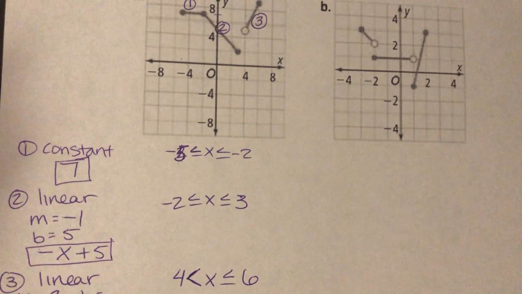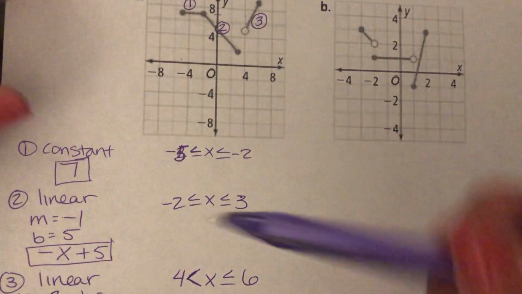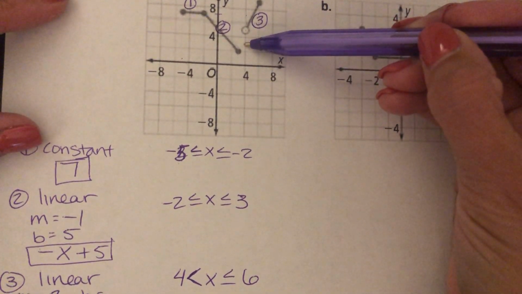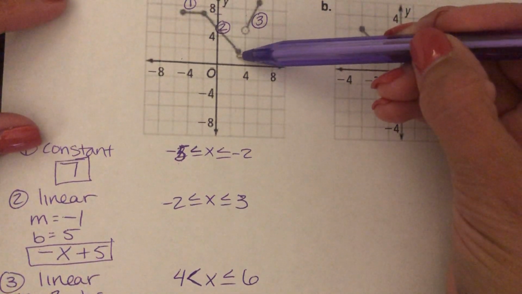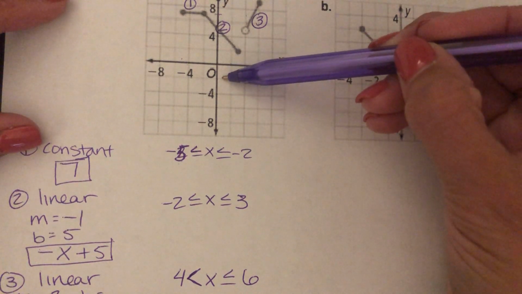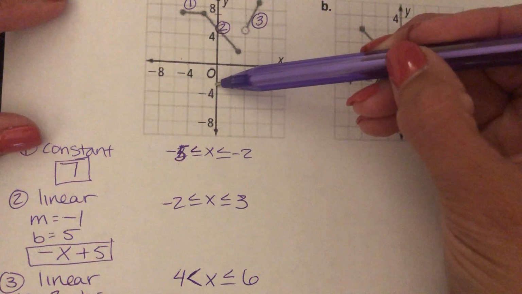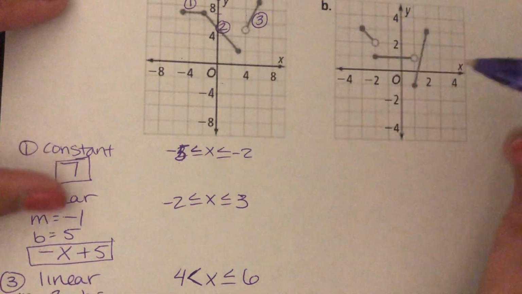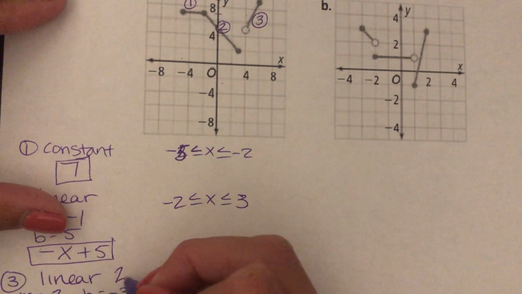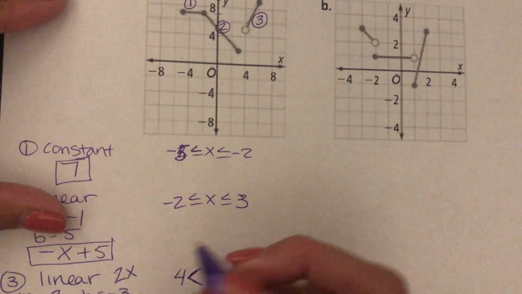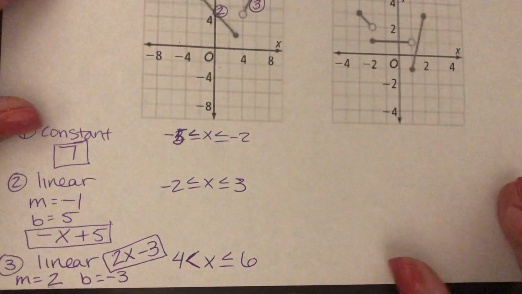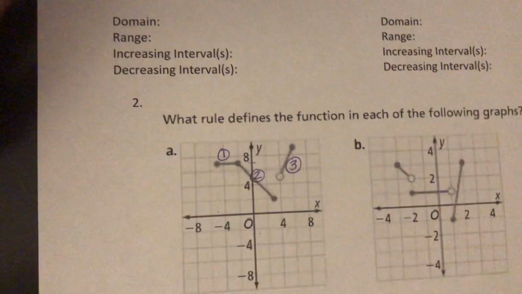So I'm going to continue that the other way so I can find where it crosses my y-axis. Down 2 over 1, down 2 over 1, down 2 over 1, down 2 over 1. So that's at -3. So m is 2, and 2x minus 3 would be the equation there. And then I'll put that all together to write my function rule.